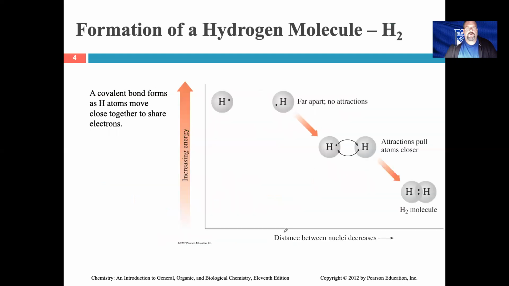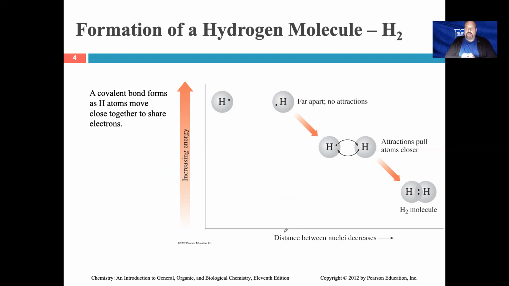Okay. So here's a little bit more of a description of it. You have two hydrogen atoms that are far apart, no attractions that are present. What attractions would you have? Well, the nucleus, which has a positive charge, would be attracted to the electron on the other atom. The nucleus of one atom would be attracted to the electron of another atom. So you have that going in two directions, which is going to pull those atoms closer.